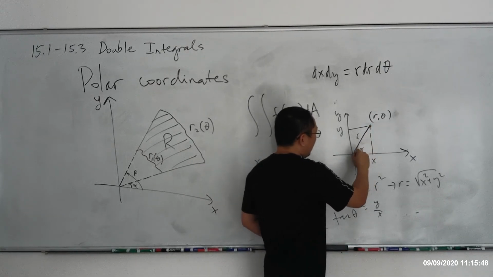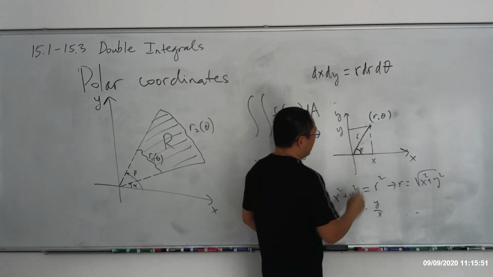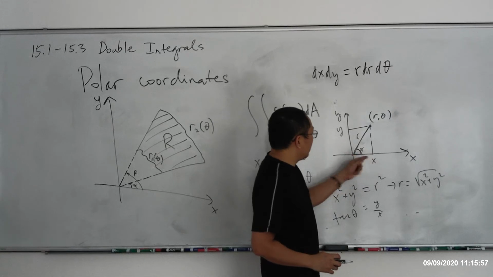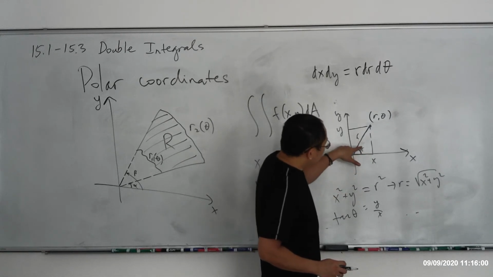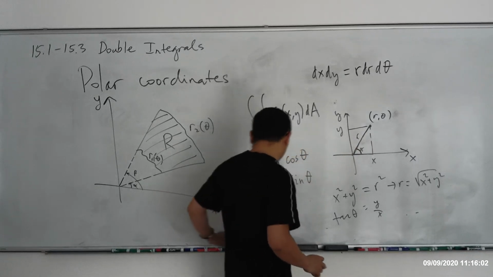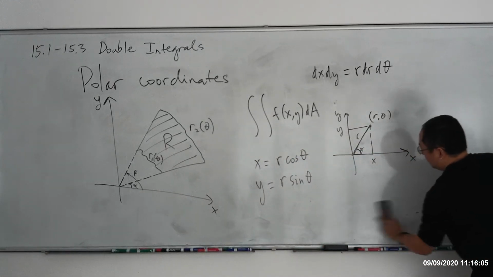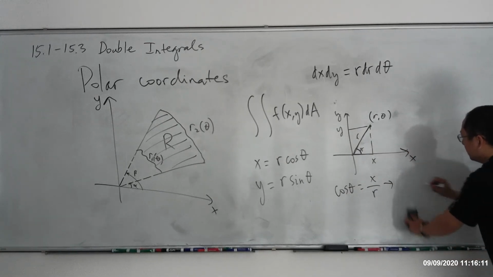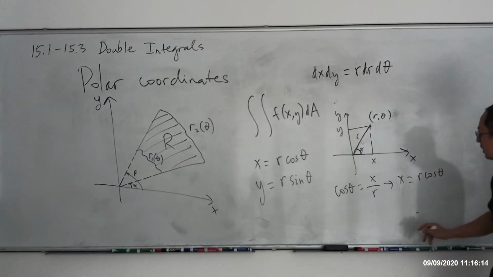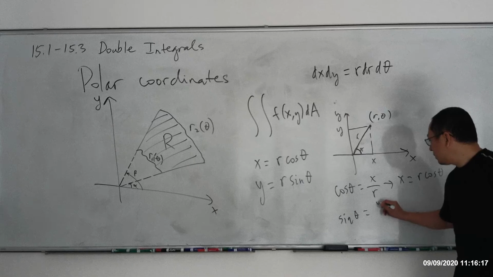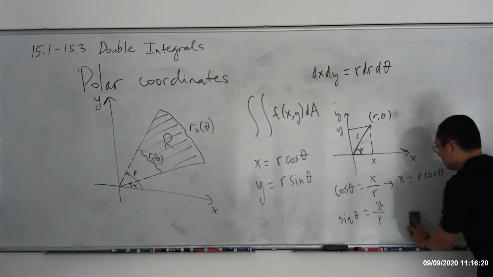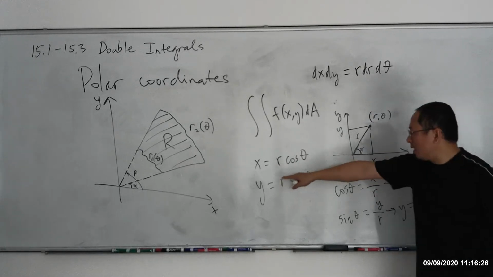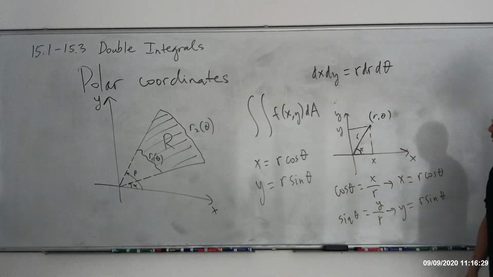You have the hypotenuse of this right triangle right here, and you have the angle right here. So x here is no more than what? It's cosine: adjacent over hypotenuse is cosine of theta. So cosine of theta is x over r, and of course x is equal to r cosine theta. Similarly, sine of theta is y over r, so y is equal to r sine theta. That explains how we have the formulas: x is r cosine theta, and y is r sine theta.